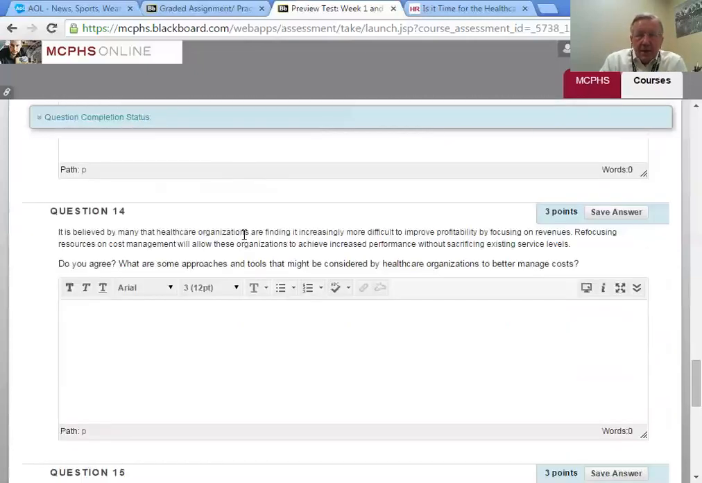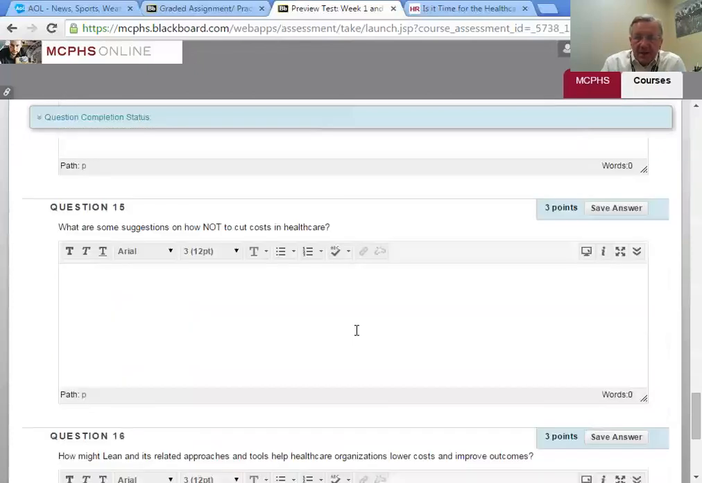The next short question is about the fact that most healthcare operations are now finding it increasingly difficult to increase their revenue side. To increase or maintain profitability, or to get to profitability, they have to focus on the cost management side. I ask you to think about how healthcare operations might go about doing that. There's also an article I posted about how not to cut costs in healthcare. I'd like you to read that and comment on it.